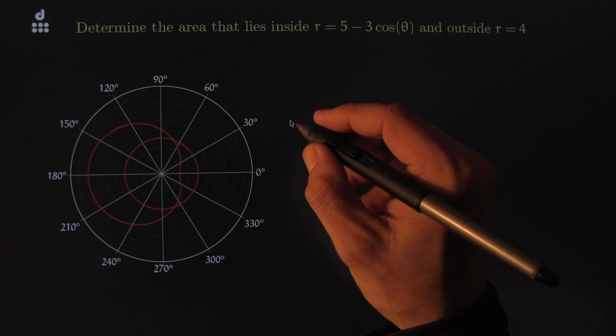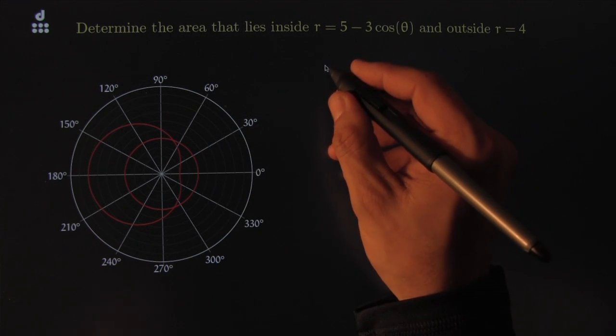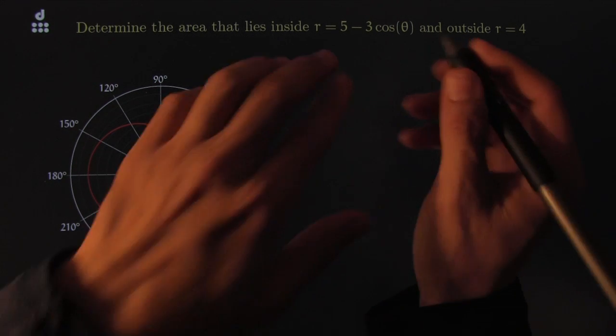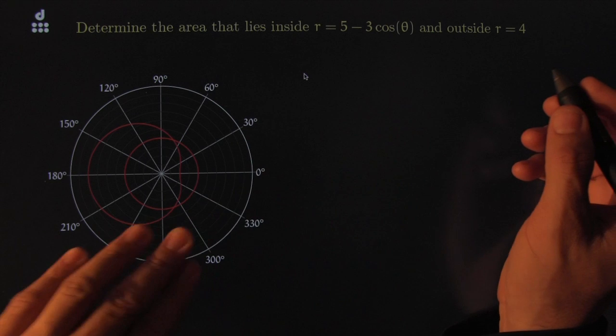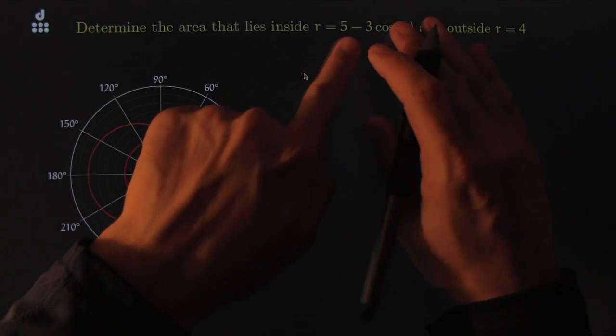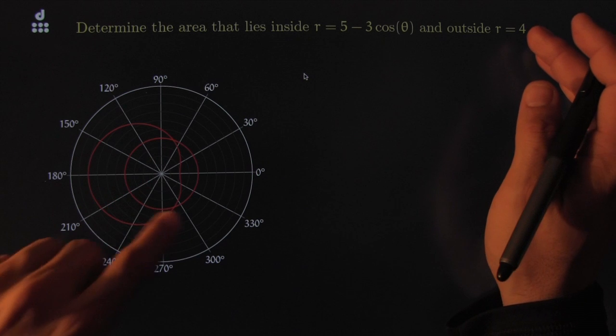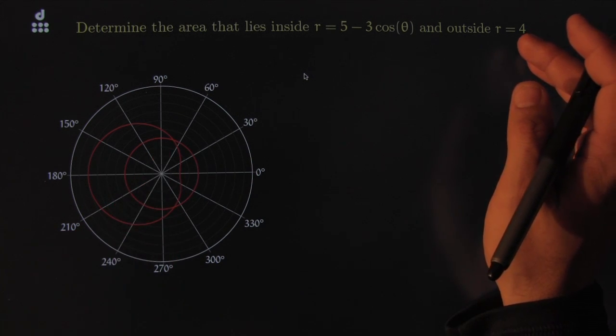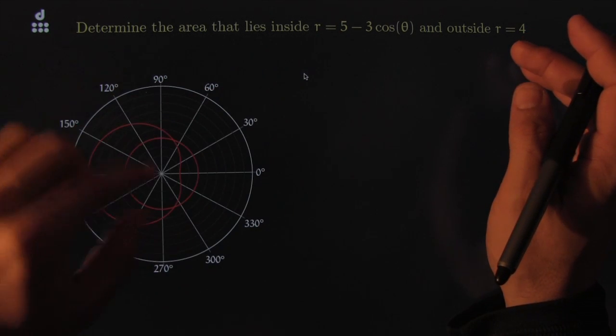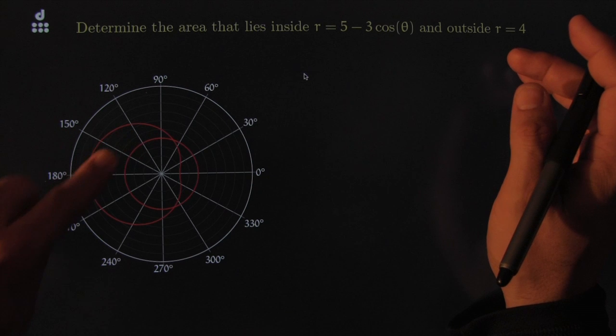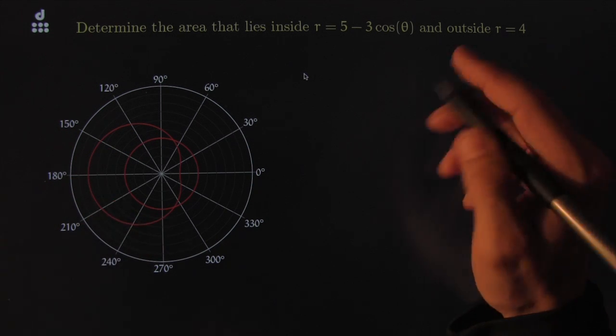Alright, let's do some more areas. This time it's a classic question. Find the area that lies inside some curve and outside some other curve. So here, this curve is the limit on the side. This curve over here is a circle, r is equal to 4. We're trying to find the region inside the outer one but outside the little one. That would mean this region right here.